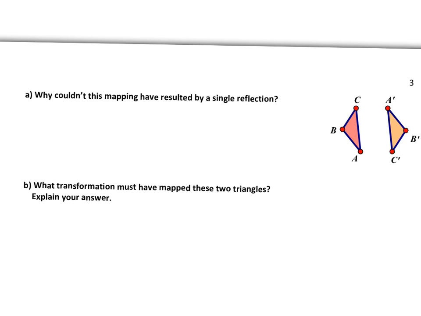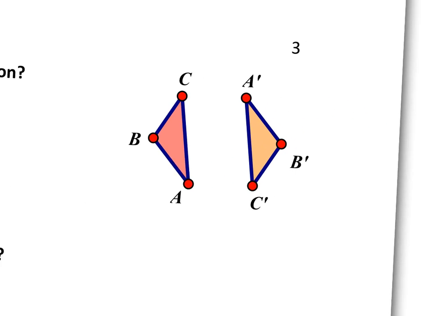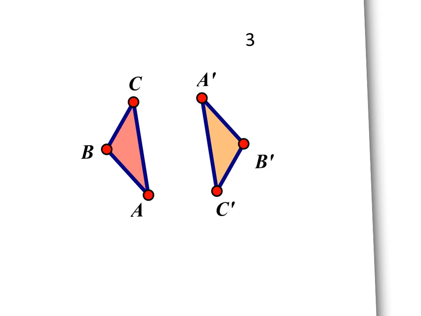Now we saw a question similar to this on the last page. Why couldn't this mapping have been a result of a single reflection? At first glance, this does look like it may have been reflected over a line similar to that. But again, the points wouldn't match up. C would need to map onto a point near where A prime is, and that's not where C prime is. So instead, we have to find a different rigid motion, or perhaps series of rigid motions. In this case, I can do it in one step, that maps ABC onto A prime, B prime, C prime.